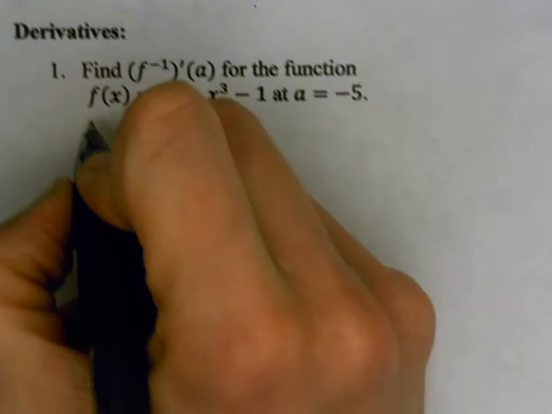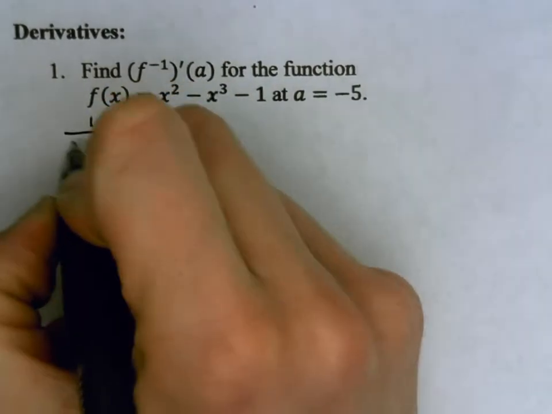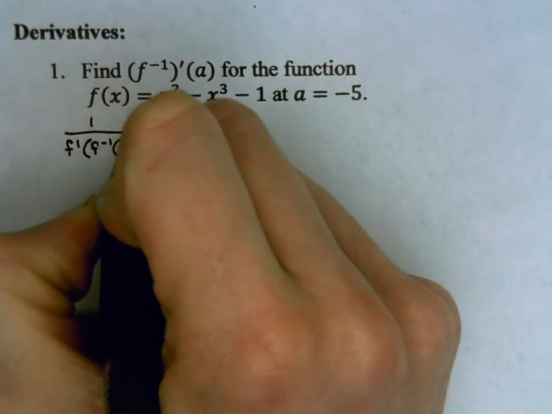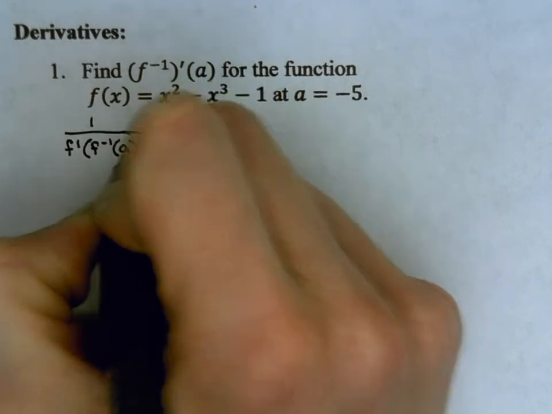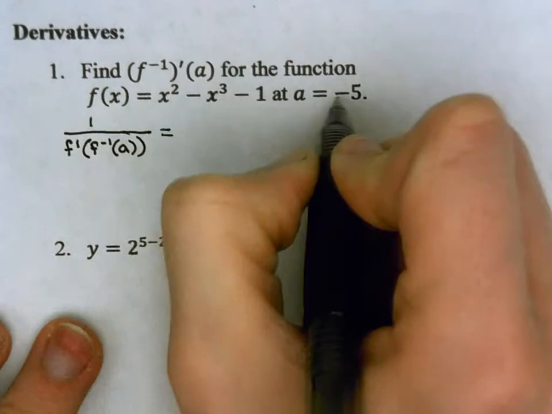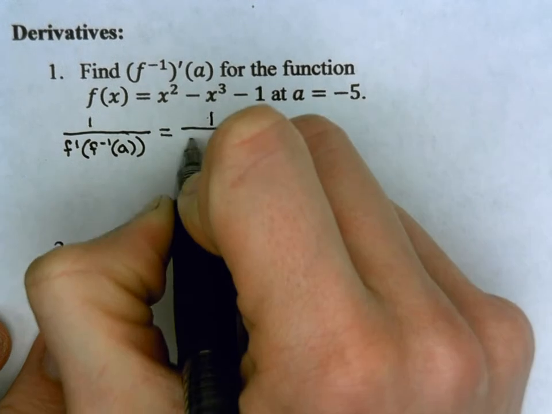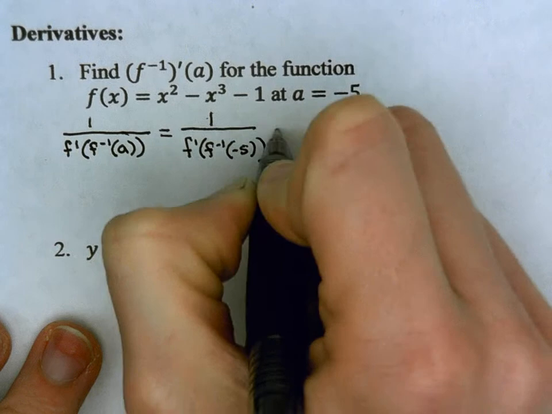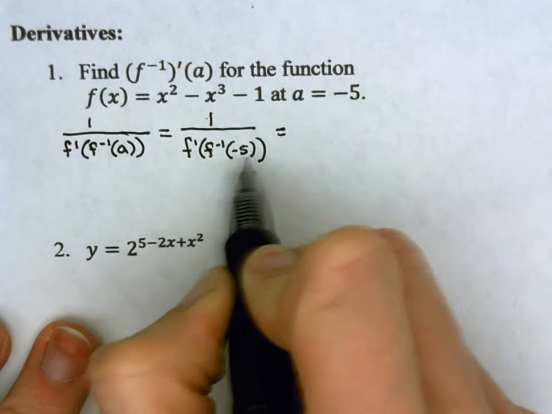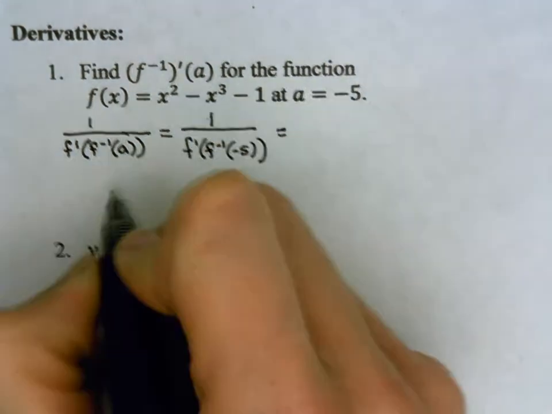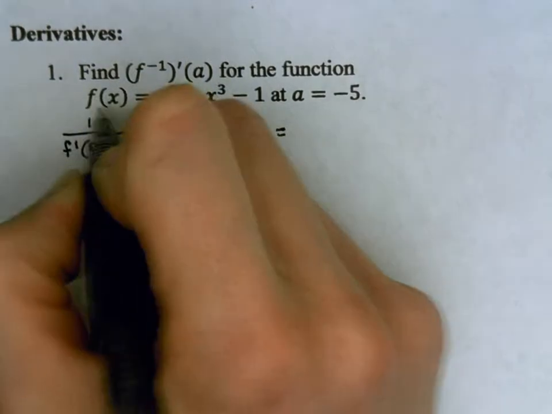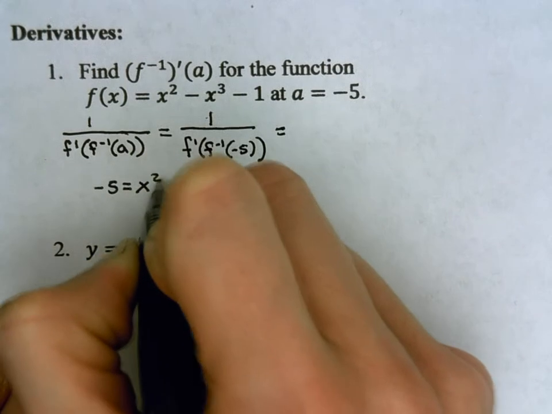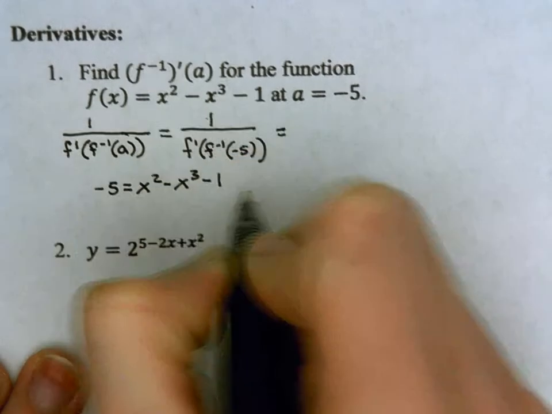Okay, so our formula is going to be 1 over the first derivative of f at the inverse of f at a. So then we're going to go ahead and plug in our negative 5 for a. The first question we have to ask ourselves is, what is the inverse at a, negative 5? That means I'm going to take that negative 5 and put it into f of x. We have negative 5 equals x squared minus x cubed minus 1.